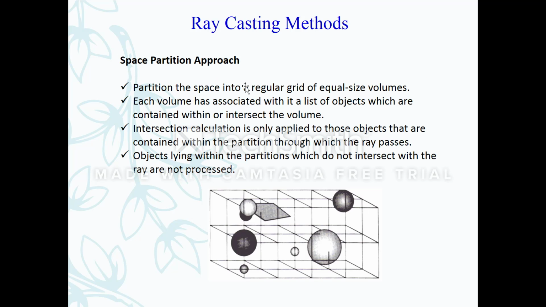One of the approaches is the space partition approach. How does it work? It partitions the space into a regular grid of equal size volumes. Each volume is associated with a list of objects which are contained within or intersect the volume. There is a possibility that an object can be intersected, that is, the object is in both partitions. Intersection calculation is only applied to those objects that are contained within the partition through which the rays pass. Objects lying within the partition which do not intersect with the rays are not processed.